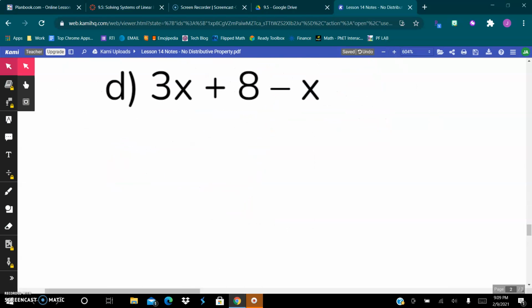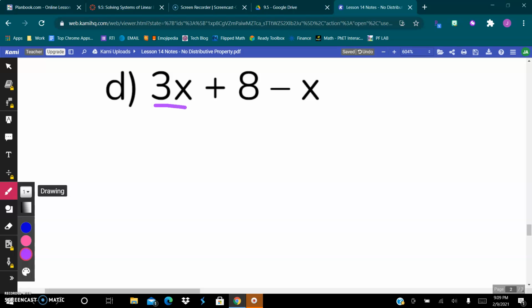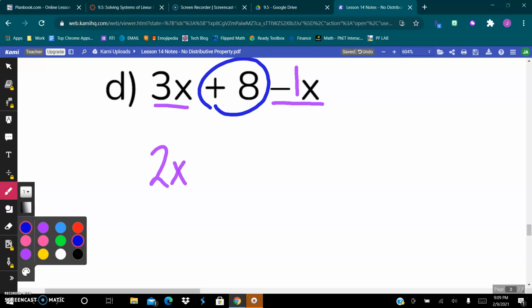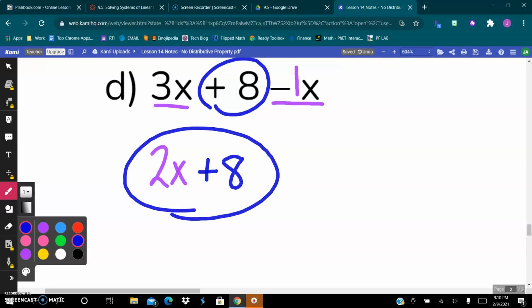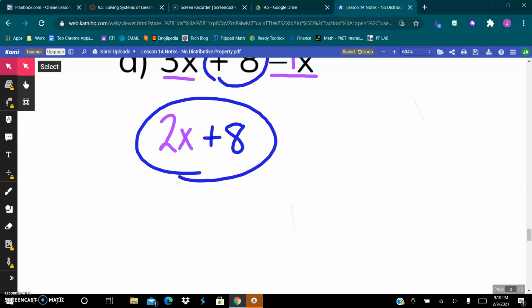All right, for this one, the first term is 3x, and I'm going to look for another x, which I see one here. So I have 3x minus, remember that's a 1, so 3 minus 1 is 2 with our x. So we have 2 x's, and then I have this positive 8 here. It doesn't have anything else. There's no other constants. There's nothing else. So I'm just going to write plus 8. So 2x plus 8 is my simplified version of that problem.